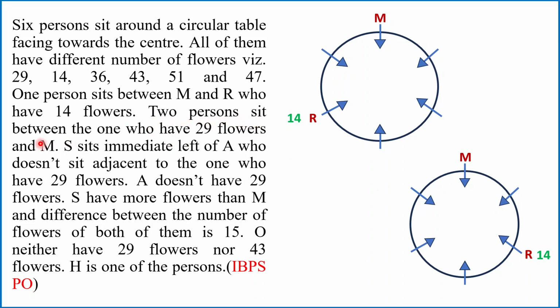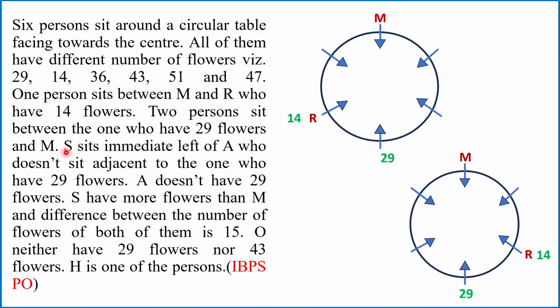Two persons sit between the one who has 29 flowers and M. So there are two people between M and the one who is having 29 flowers. In case number 1, again considering the anti-clockwise direction, count with me, students: 1, 2. So these are the two people. So I am going to place the one having 29 flowers here at this position, which is just opposite to M. Now in case number 2, considering the clockwise direction, again the person with 29 flowers will be placed here at this position, just opposite to M. You can see two people are there between M and the person who has 29 flowers.